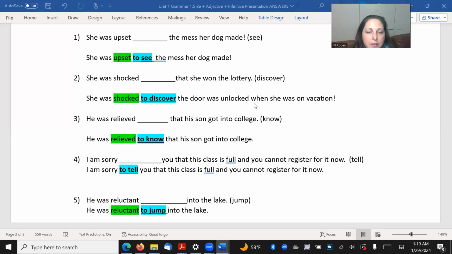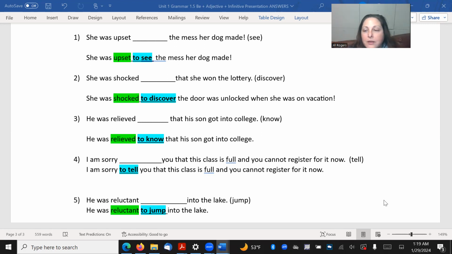If you're finished, let's take a look. You'll notice that I put the adjectives in green and the infinitives in blue. Here's the blank and here's the answer. I'm just going to read them all. I'm going to start with 1 just for practice. She was upset to see the mess her dog made. Number 2, she was shocked to discover the door was unlocked when she was on vacation. Number 3, he was relieved to know that his son got into college.